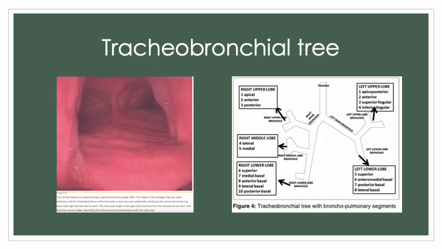So next, looking at the tracheobronchial tree, I think this picture to the left is really important to recognize. That's your carina. If you're ever going to be doing a flexible fiber optic intubation, you want to be able to visualize this distal end of the trachea. And then the image on the right has each right and left main bronchus broken down, and then the divisions from there into each lung lobe.